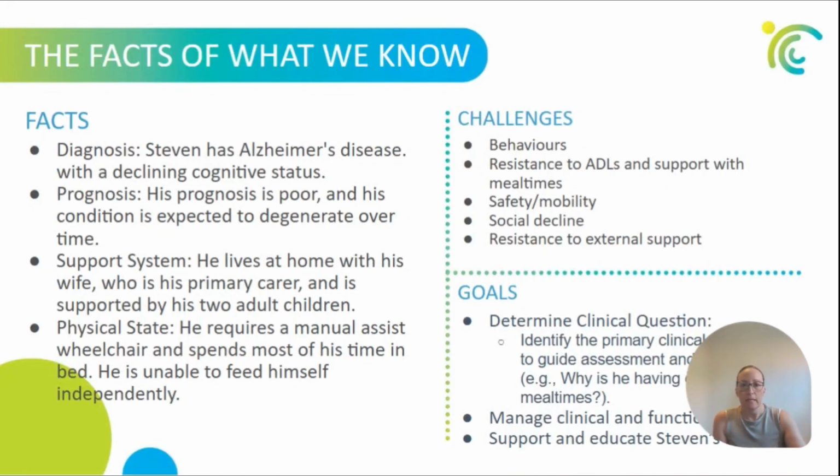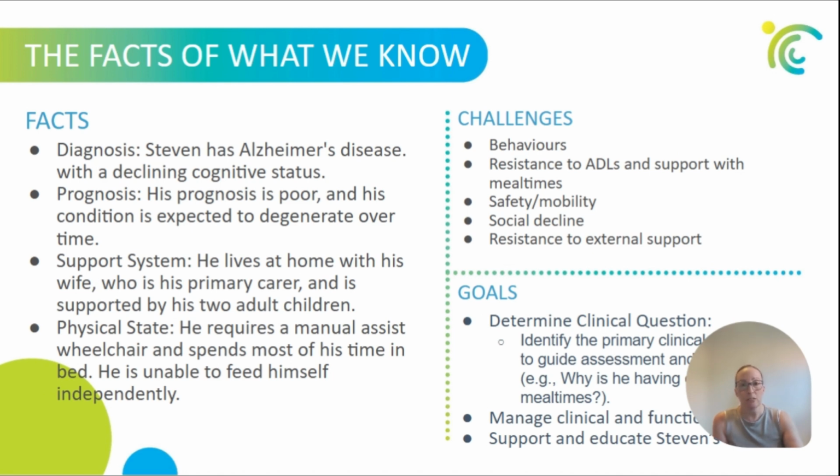Based on the case study information, here's a breakdown of Stephen's situation. We know the following facts. We know his diagnosis is progressive Alzheimer's disease. His prognosis is poor, with an expectation of continued cognitive decline over time. We know about his social supports, predominantly his wife and his adult children, and we also know about his physical state in that he requires a manual assist wheelchair, he spends most of his time in bed, and he's currently unable to feed himself independently.